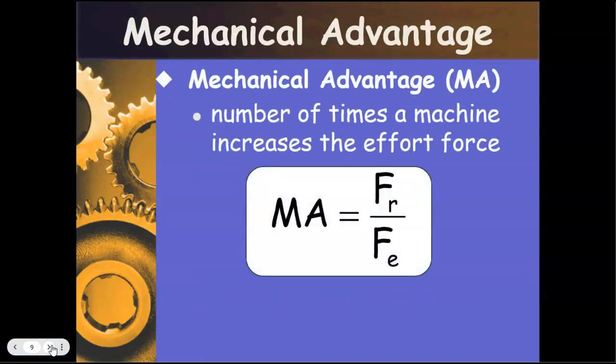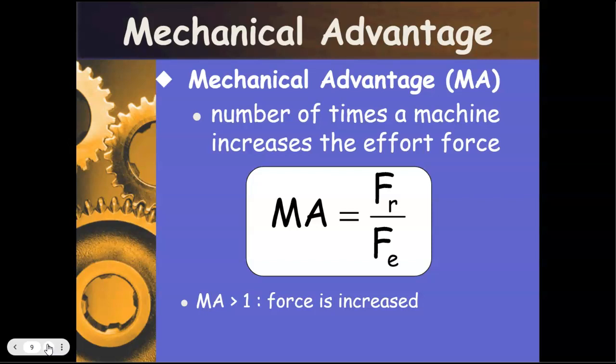And that gives us our mechanical advantage. So mechanical advantage is the number of times a machine increases the effort of force. And the way that we calculate this is our mechanical advantage is equal to Fr over Fe. So the resistance force over the effort force.